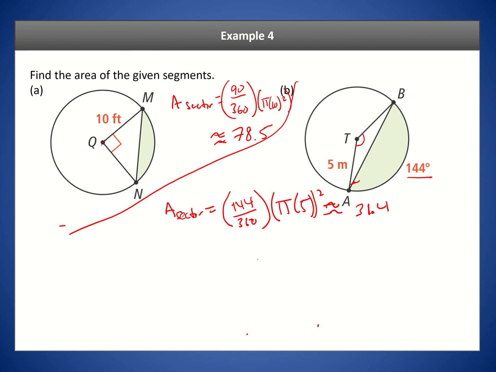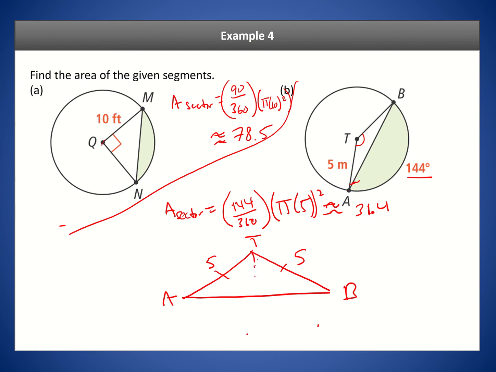All right, so now that we got the sector, let's find the area of this triangle. So we'll draw this triangle out so we can see it. I'm going to draw it like this. So the radius is 5 on each side. All right, this is T, this is A, this is B. So this is that triangle there.